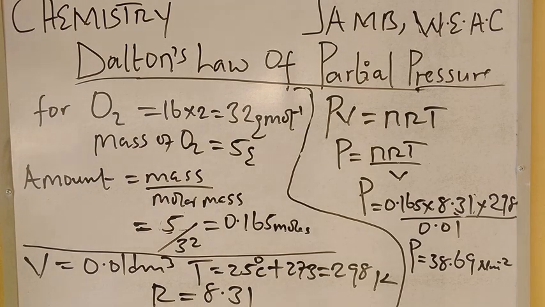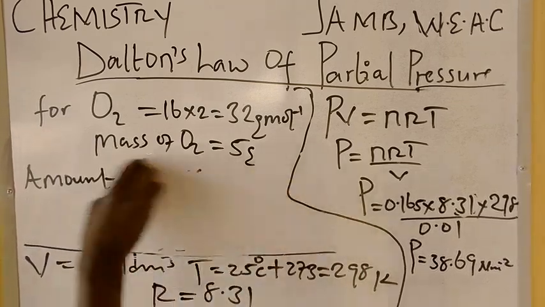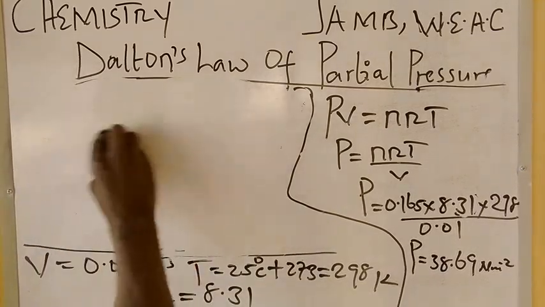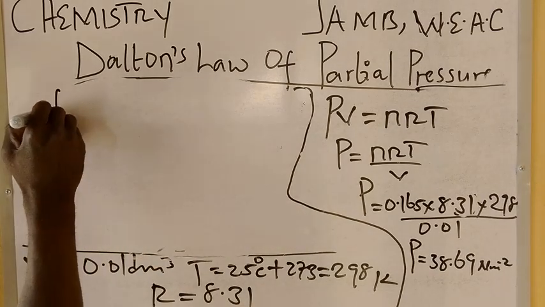So this is the pressure we got for the oxygen gas: 38.69 Newton per meter square. That's very good. Can you see the partial pressure of oxygen? So can we go back to methane and calculate that of methane? So this is for oxygen. Then for methane now.